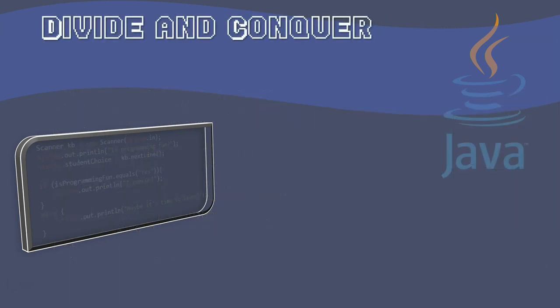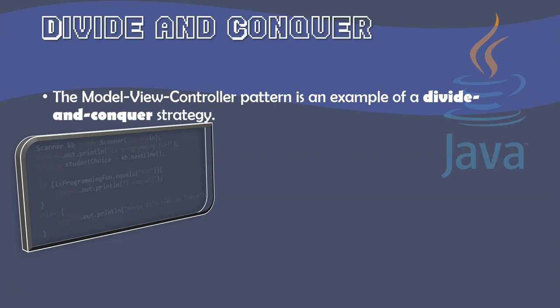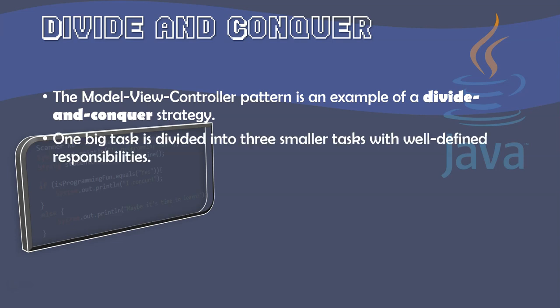Now because each of these is its own task, we can use what's known as divide and conquer. The model view controller pattern is an excellent example for looking at the divide and conquer strategy, because remember we have three distinct parts here that work together, but they effectively do their own thing. One big task is divided into three smaller tasks with well-defined responsibilities.